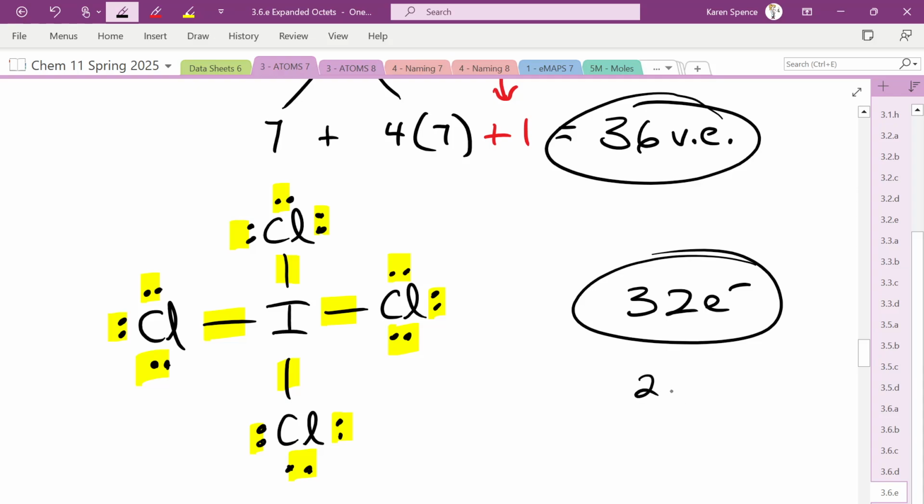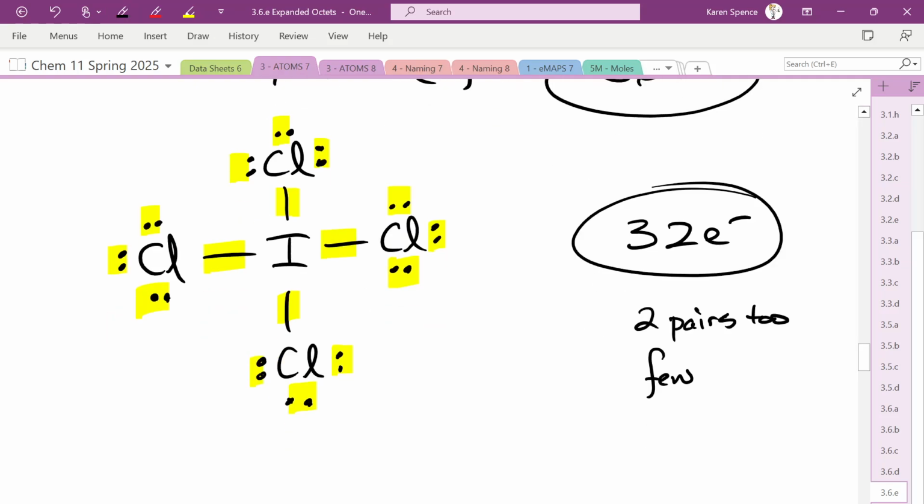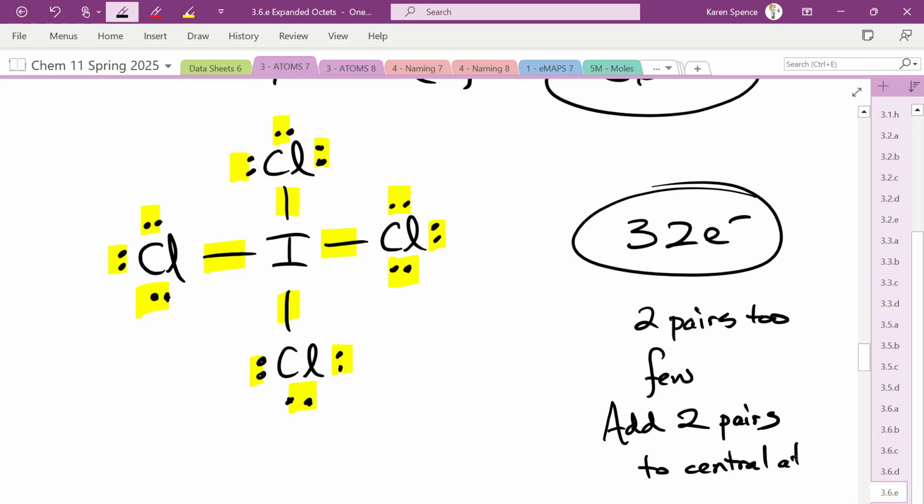We have 2 pairs too few. Where do we put them? We put them on the central atom. Okay, so I'm just going to put them kind of like on a diagonal here and here.